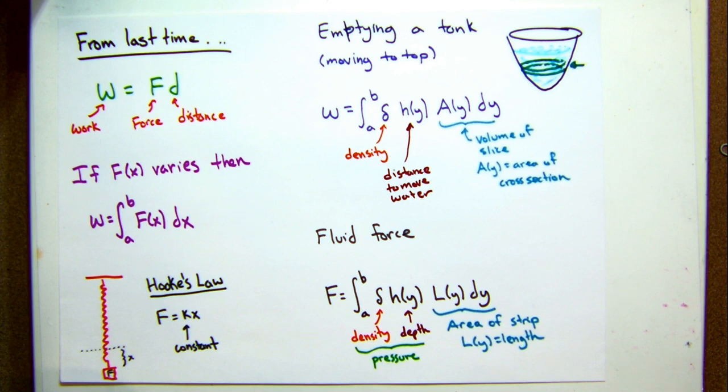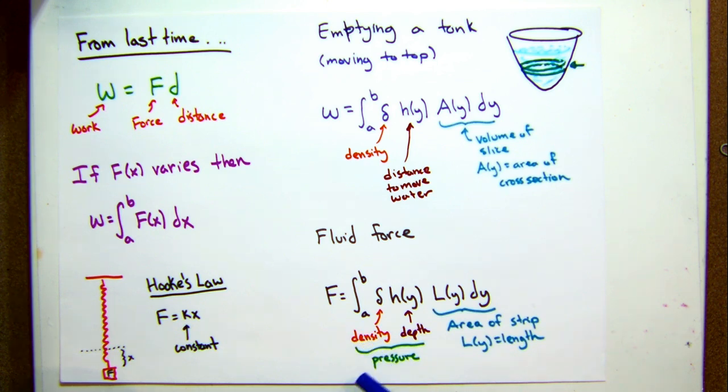And the last thing which we mentioned is fluid force. This is how much is pushing against a plate. So how do you find that? Well, you figure out your pressure times your area. But the problem is pressure varies. Pressure varies with depth. So what you do is you say, okay, I have one term, which is my pressure.